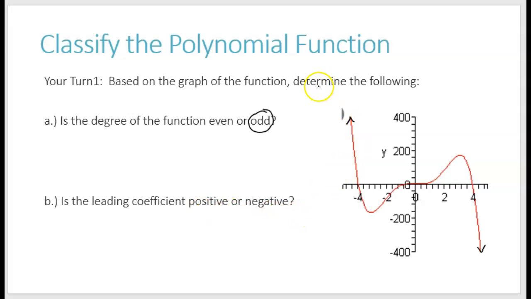Well, let me ask you this. Overall, is this thing rising or is it falling as it goes to the right? You can see that overall, even though it does some different things in the middle, overall it goes from way, way, way up here to way, way, way down here. It's just going to keep getting smaller and smaller over here, and larger and larger over here. So it is decreasing overall from left to right. That means it is a negative leading coefficient. Okay?